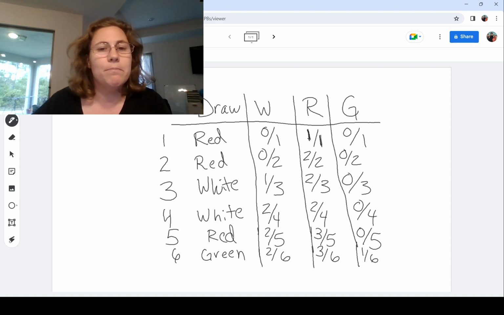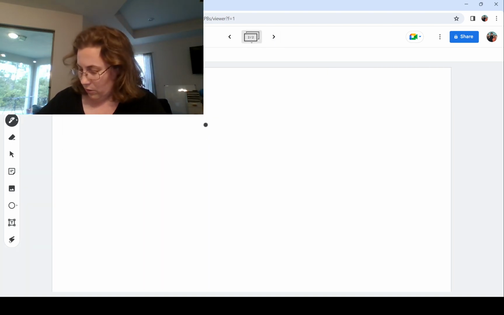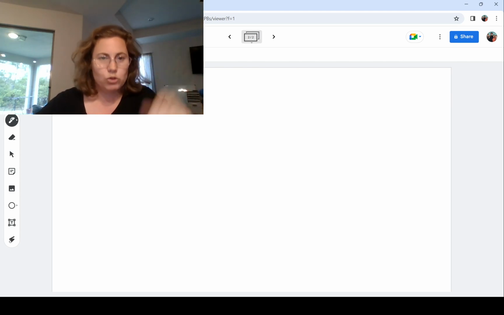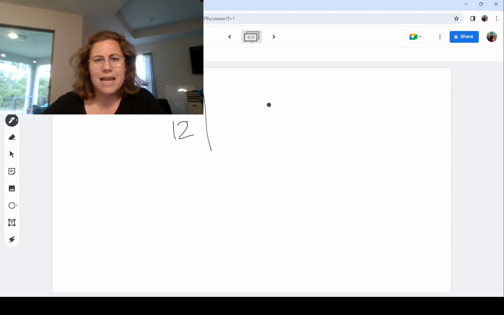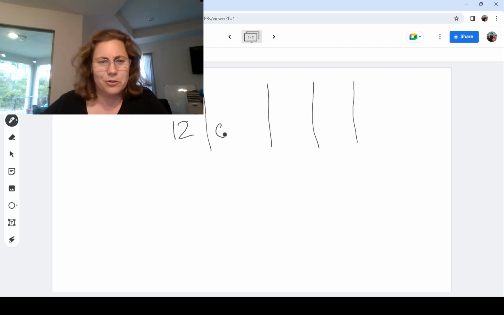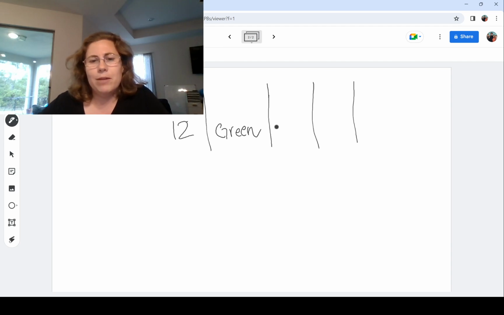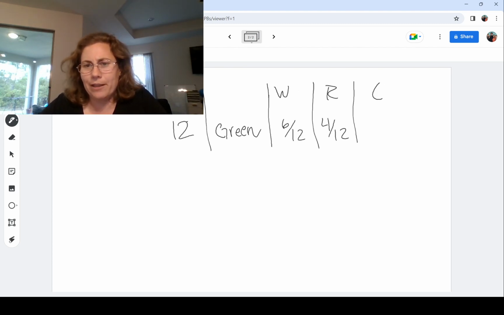I'm going to go to another page real quick. So let's say I did draw all 12 times. Let's say time passed, I did 12 draws, and that was all 12 of my things. Whatever my last draw, let's just say it was green for fun. For me, I should have 6 of the white out of 12. I should have 4 out of the 12 for the red. And finally for the green, I should have 2 out of 12.